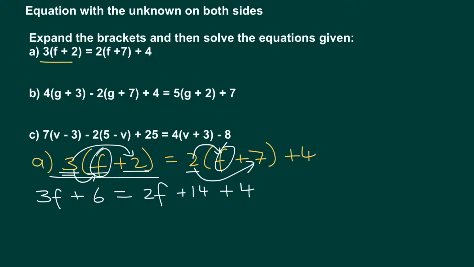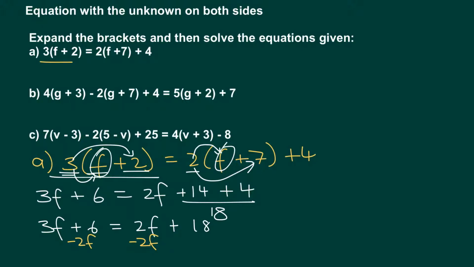So we have 3f plus 6 on one side, and we have 2f plus 14 plus 4 on the other. And 14 plus 4 simply becomes 18. So we are looking at 3f plus 6 equals 2f plus 18. So typically we get rid of the smaller unknown, so we do minus 2f on both sides, leaving us with f plus 6 equals 18.